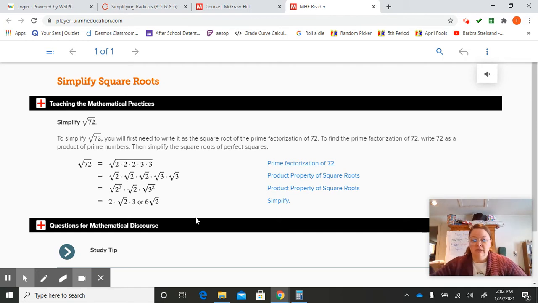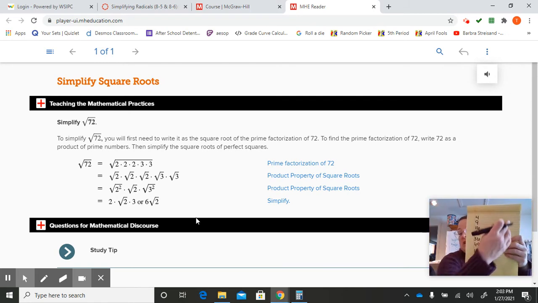Another way you can think about this, if you are familiar with the perfect squares, which are numbers like 4, 9, 16, 25, 36, 49, 64, 81, and 100. These are some of the most common perfect squares because you can take the square root of these numbers and they have a perfect square root, right?